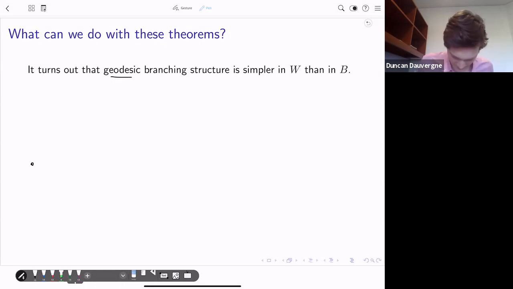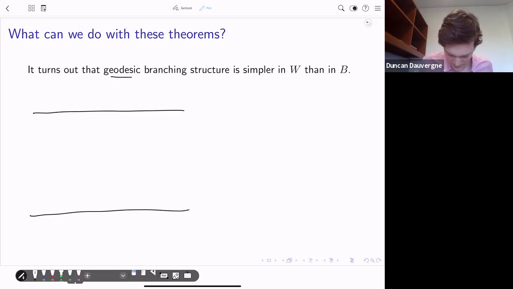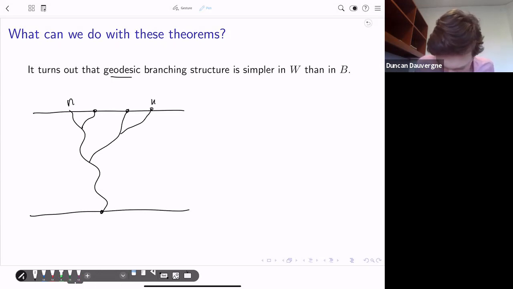So let me draw roughly what the geodesic branching structure looks like in B. If you look at geodesics across your original Brownian motions, from say 0 to n and 0 up to n to the 2/3 and all the times in between, then you see a tree, and you'll see a bunch of branch points on the tree.